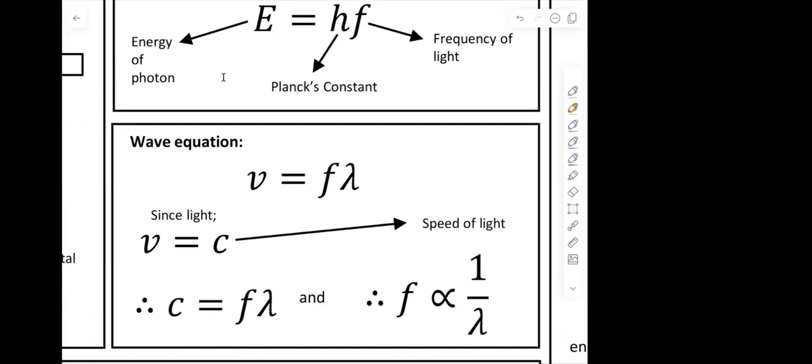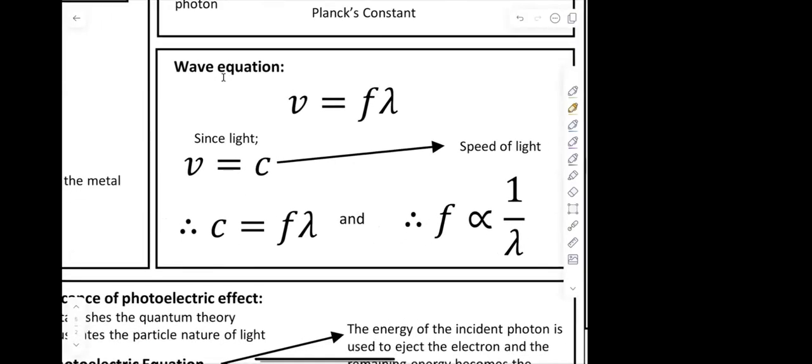So then we eventually have c is equal to f lambda, where we need to note that f is inversely proportional to lambda, right? The greater your frequency, the smaller your wavelength, or the greater your wavelength, the smaller your frequency. Very, very important when we're looking at that there.